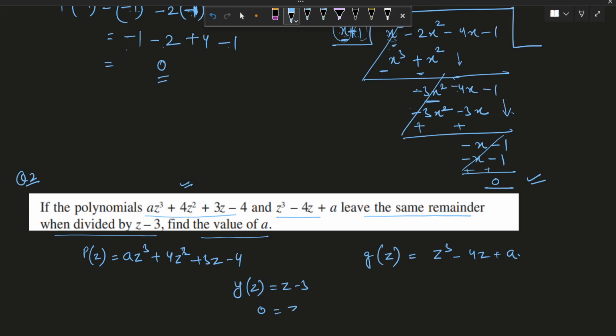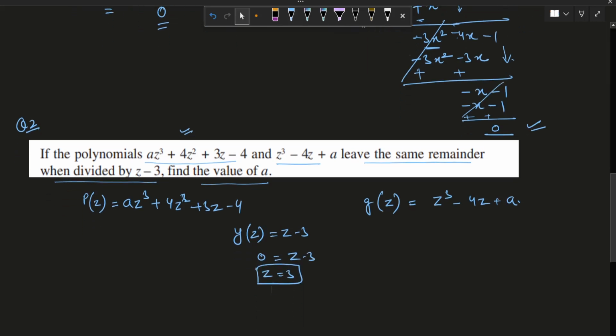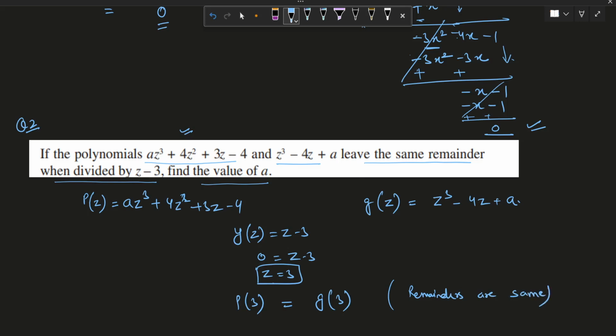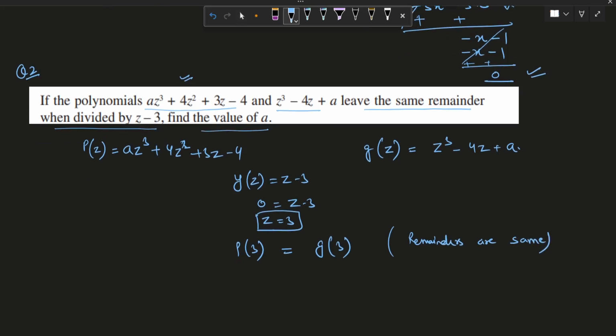So from here, when you put it as 0, z comes out to be 3. So what do you have to find out? You need to find out p of 3 and g of 3, and they are equal. It is given that the remainders are the same. So I am going to do it directly. I write here 3 cube plus 4 into 3 square, putting the value of z as 3, plus 3 into 3 minus 4 equals z cube.